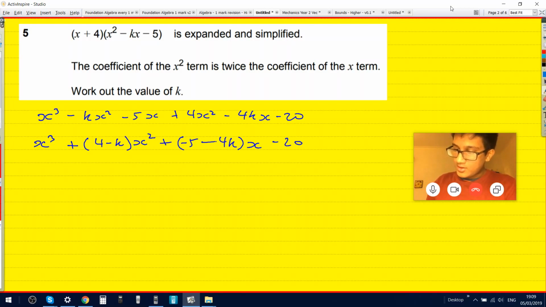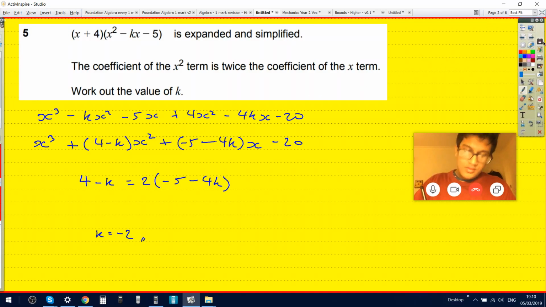Okay, so I got 4 minus k equals 2 times minus 5 minus 4k. And then you can solve it like that. It's fine. So minus 10 minus 8k. So 7k equals minus 10, so minus 14. Then k equals minus... Yeah, so it's twice the coefficient. So one equals 2 times the other, but you have to actually factorize them into the coefficient. And if this one is plus, then do that one as plus as well. Otherwise you'd get k equals plus 2.